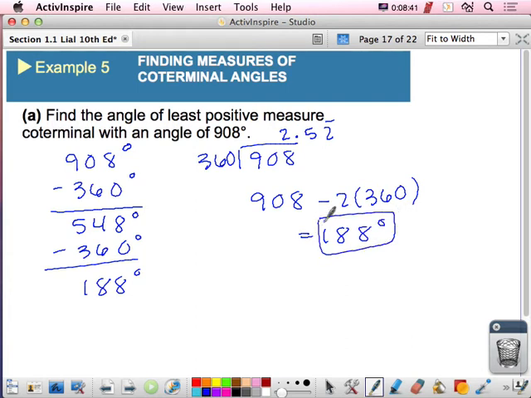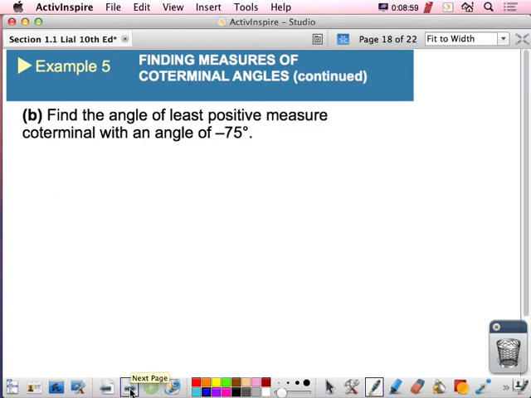Does that make sense to you guys? Yes? Okay, so you're going to need to be able to do that. You're going to need to be able to take any angle and figure out how to get where you want to go. You want to get it up to an angle between 0 and 360. So those are using coterminal angles. Okay. So let's do it with a negative and see if you can figure it out.